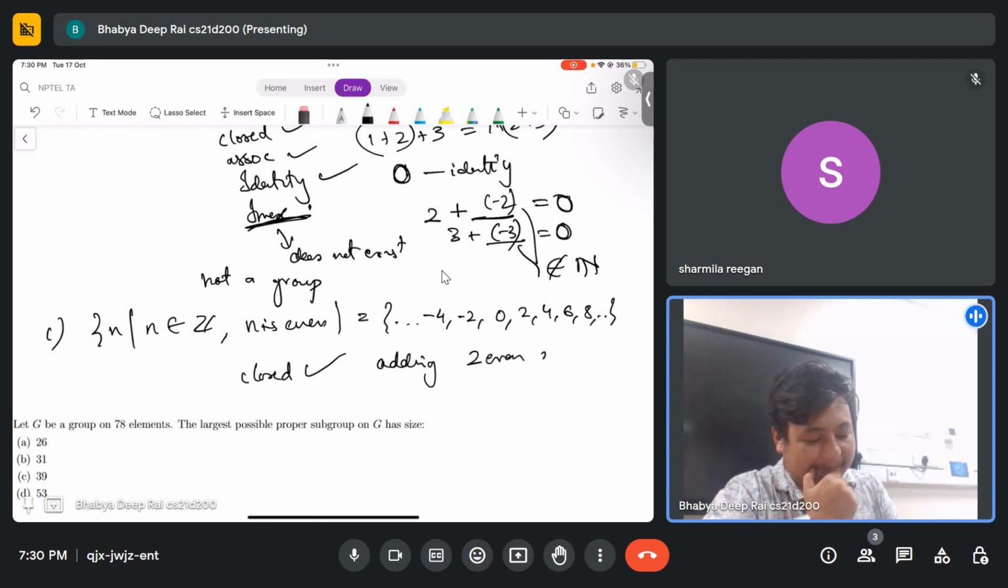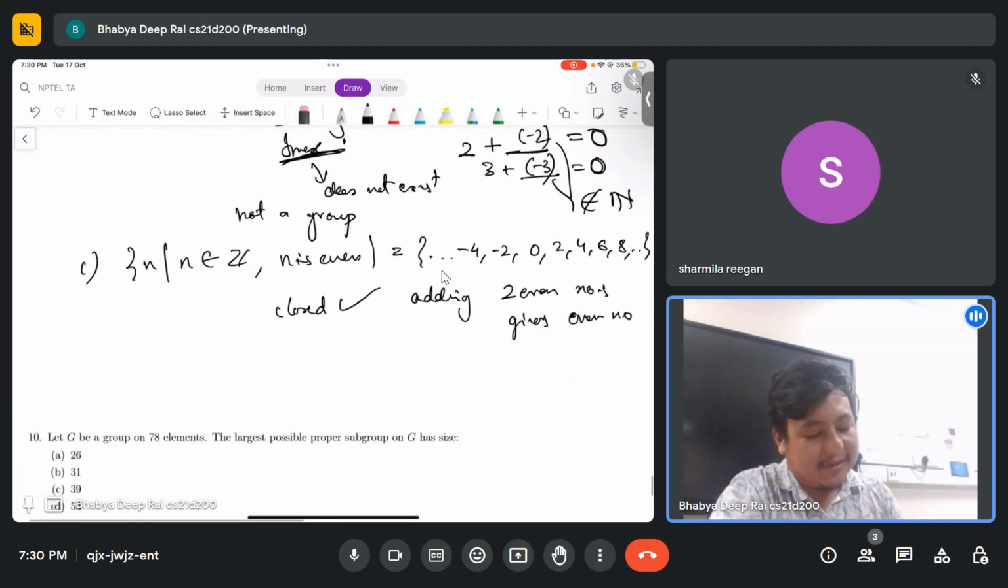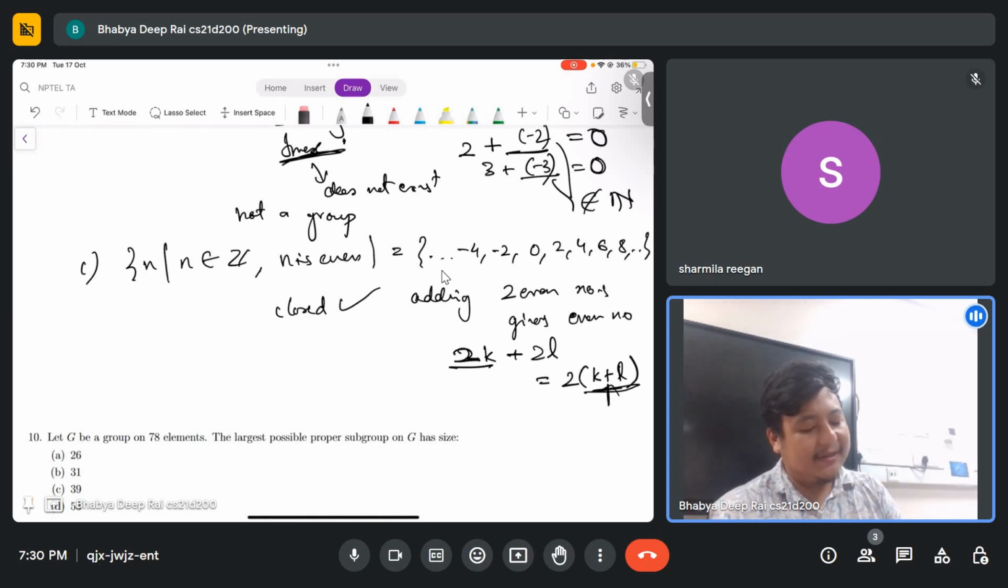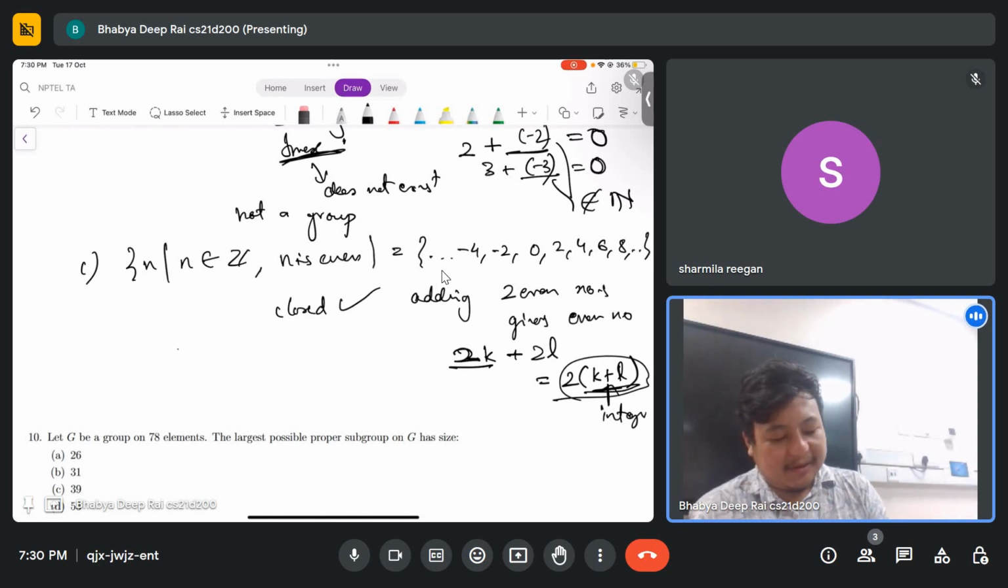two even numbers gives an even number. This is a known fact, or you can even prove it: 2k is the first even number, plus 2l is the second even number, gives 2(k plus l). Well, this is an integer, and this is even because it is multiplied by 2. It is closed. Associativity follows directly. It doesn't matter in which order you add or how you bracket things.